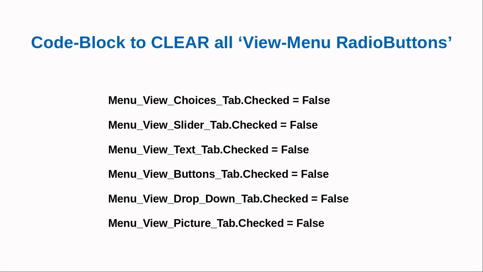This code will simply clear all of the radio buttons before setting the correct View menu radio button when a user clicks any tab on the tab panel control. The code will directly uncheck each menu radio button regardless of the previous state of the menu radio button, and set up the menu to display which tab panel tab is the currently active tab.